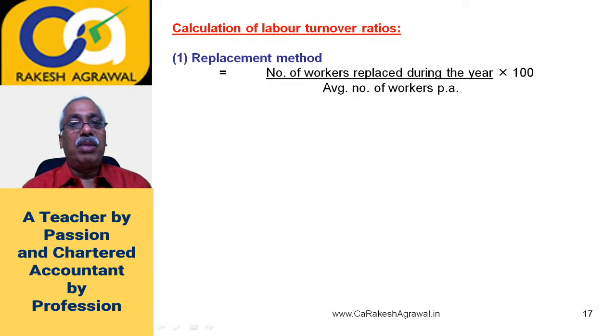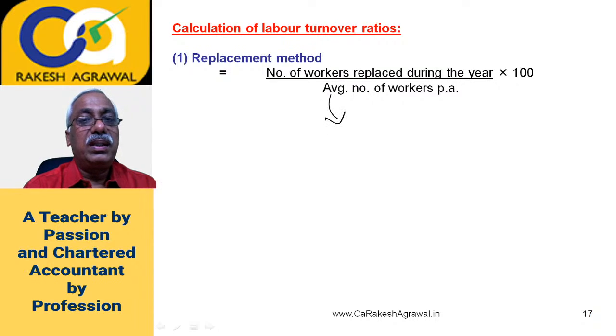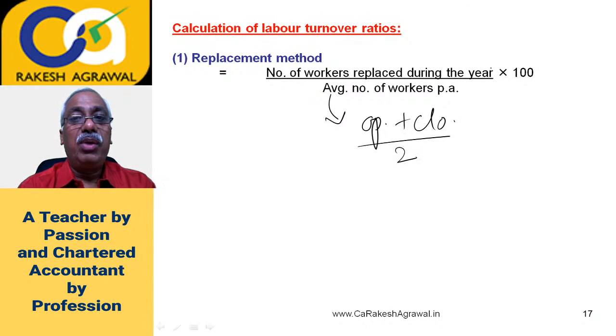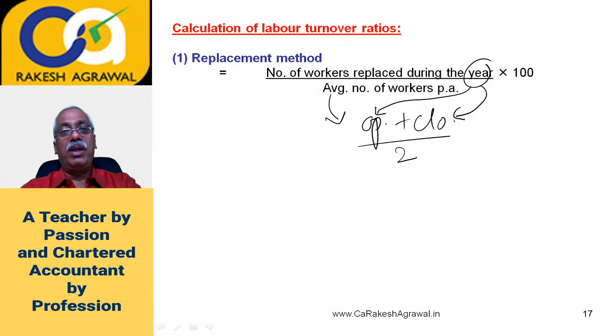How to calculate average number of workers? Average number of workers is calculated as opening number of workers plus closing number of workers divided by 2. That is average. If you are doing it for a year, then you will take opening number of workers at the beginning of the year and closing number of workers at the end of the year divided by 2.